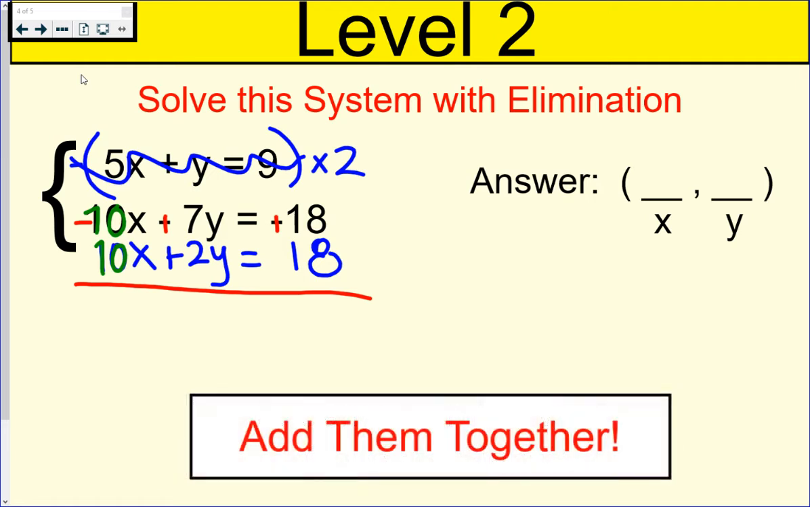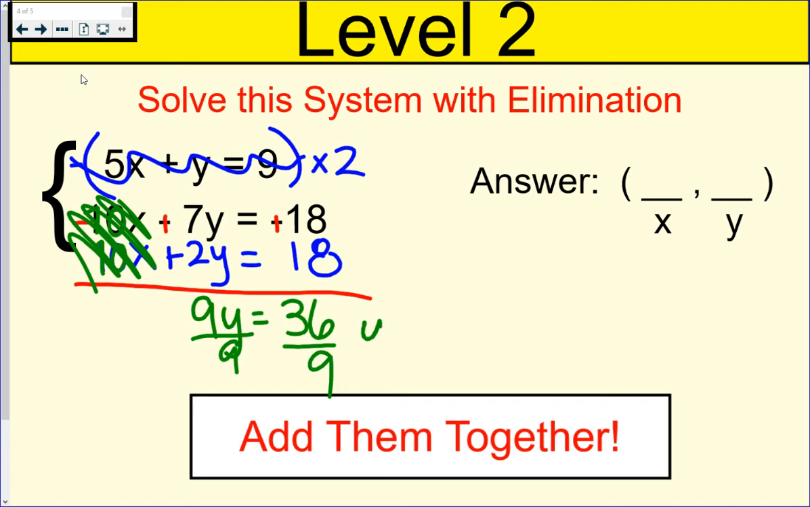If you can answer yes to all 3 of those questions that we just went through, then we're going to add straight down. Negative 10x plus 10x is 0x. We just eliminated. If you can't eliminate a variable right now, you've done something wrong. You need to go through those questions again. 7y plus 2y is 9y. Negative 18 plus 18 is 0. Let's divide both sides by 9, and we get that the y value is 4.